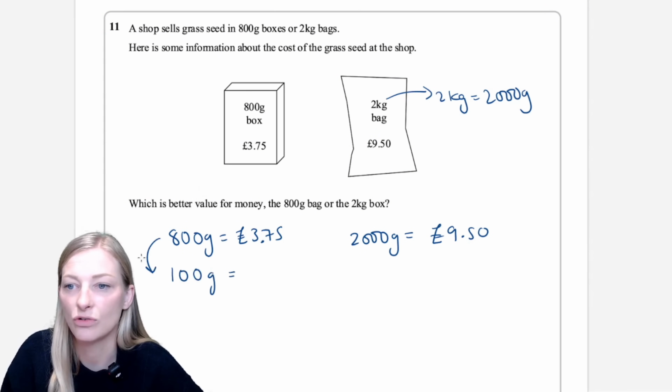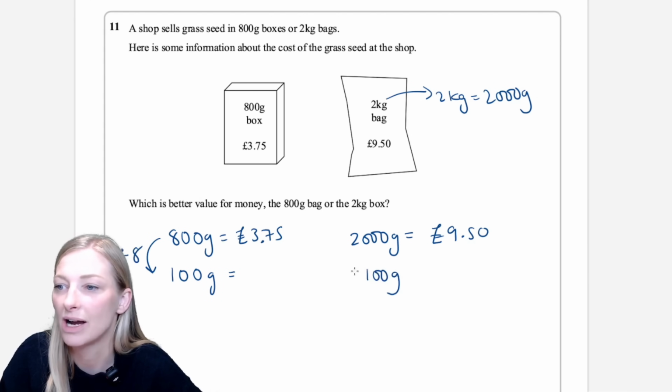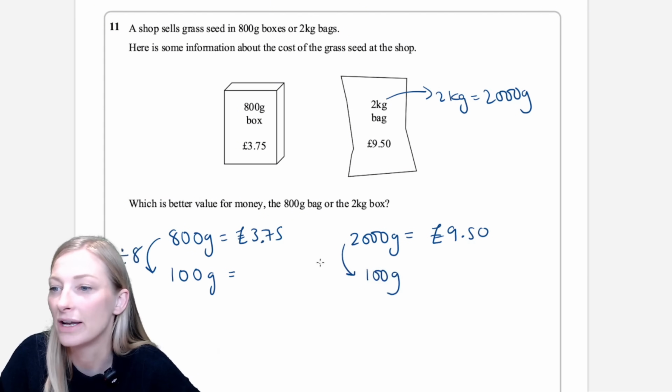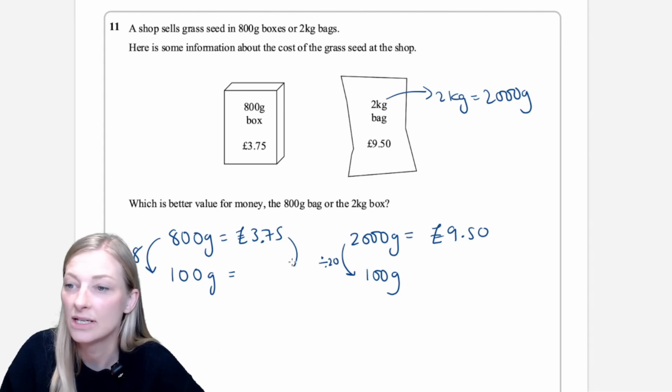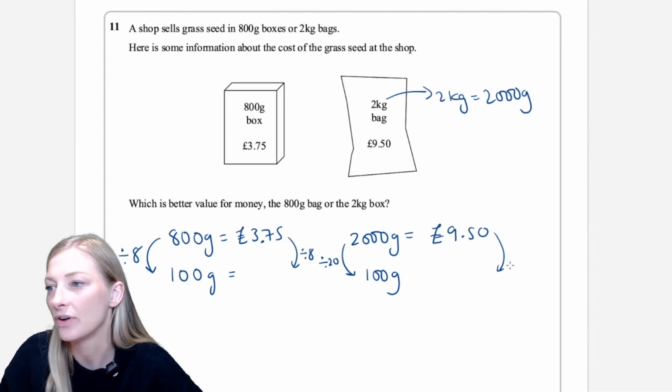How would I get to 100 grams? I would divide that side by 8. And on this side, to get to 100 grams, I would need to divide by 20. So then we're going to do the same to the price. If I divide this price by 8, I will get the 100 gram price. And if I divide this price by 20, I would get the price there.